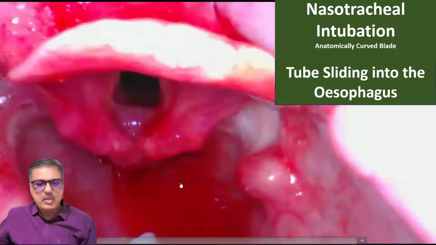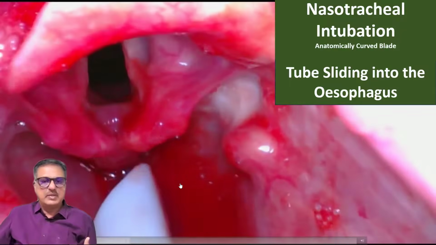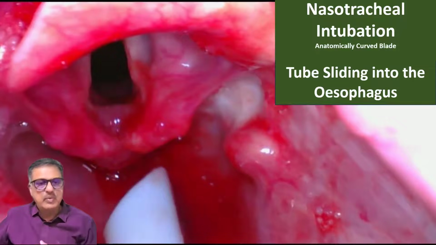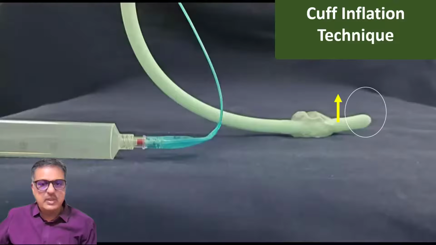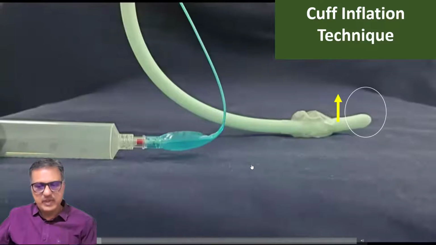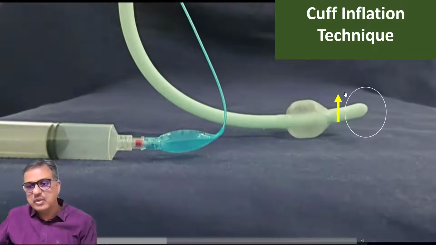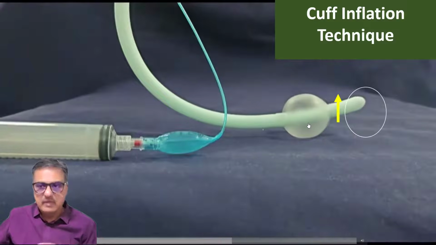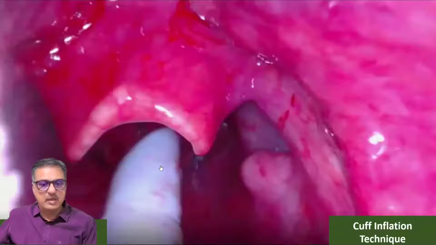Many times your tube is sliding into the esophagus. How to take the tube inside the larynx? For that, there is one technique. You have to inflate the cuff, or withdraw the tube a little bit and inflate the cuff in the pharynx. This will take the tip of the tube anteriorly, and then advance the tube by deflating the cuff.